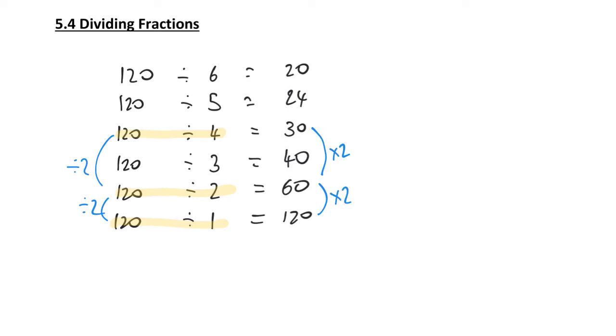So if we were to follow that through and we were to divide by 2 again, that would give us 120 divided by a half. Then following the pattern through, 120 times by 2 is going to be 240. And the pattern exists for other ones as well.